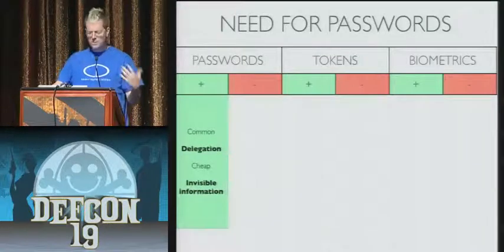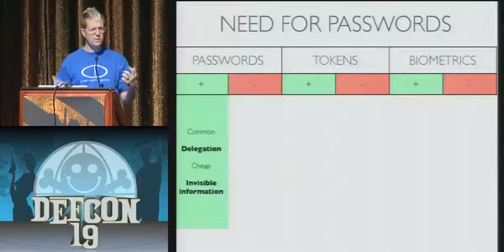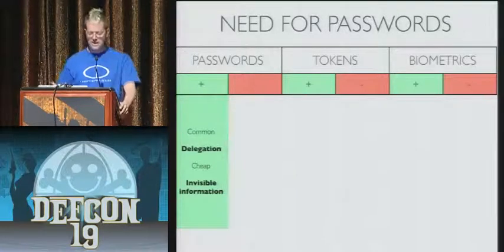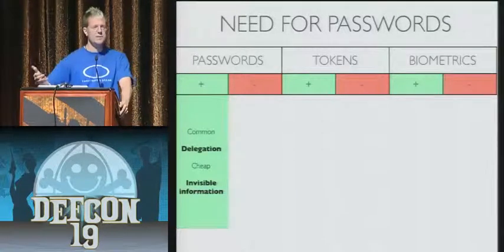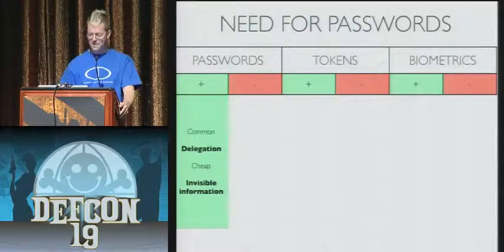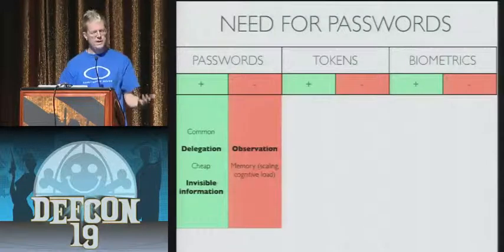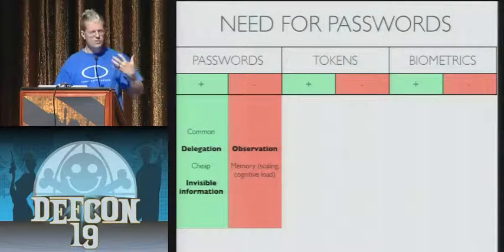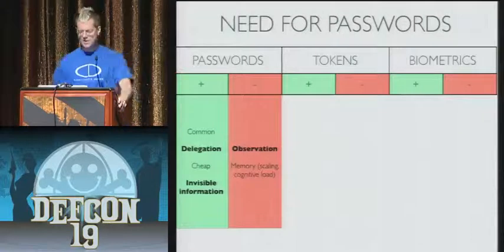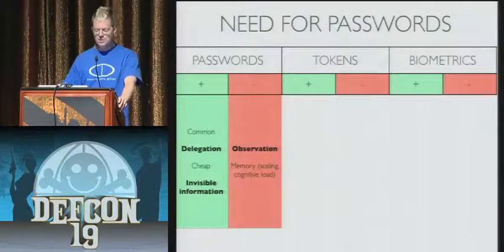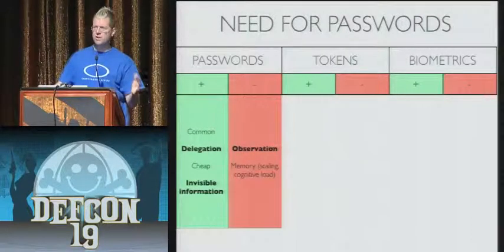So with passwords, the big advantages are that the information is invisible. So no one knows if you have it or not, and it can be delegated. So that means you can give it to someone else. If someone needs to get into something, you can give them your password. And delegation also includes replacement. If someone gets it, you can change it, and you can maintain security. The big drawbacks are that there's a cognitive load. You have to remember them, and they're susceptible to observation. If you know what it is, it's already copied.